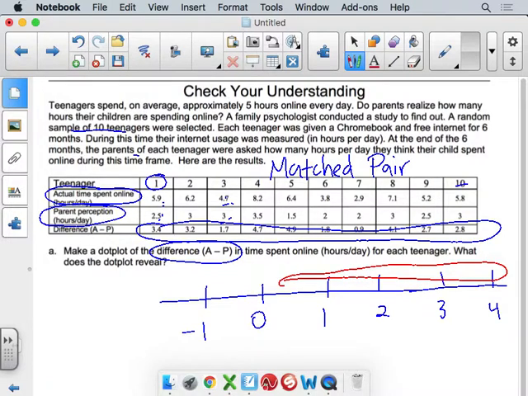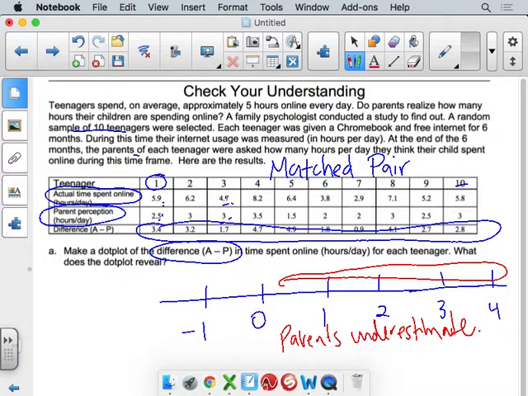So what does that tell you? What does this dot plot tell us if all the dots are positive? What are our initial findings here? That they underestimate. Yeah, the parents are underestimating. The actual is bigger than the perceived, so yeah, that's a good way of saying it. It's telling us parents underestimate. So that's fine. That's just our initial findings.